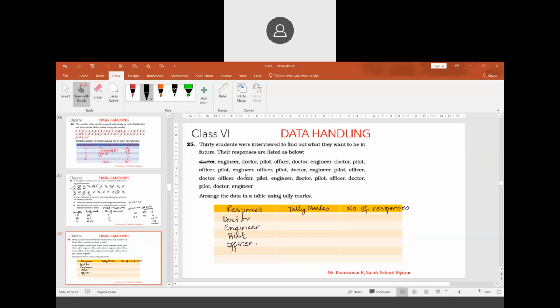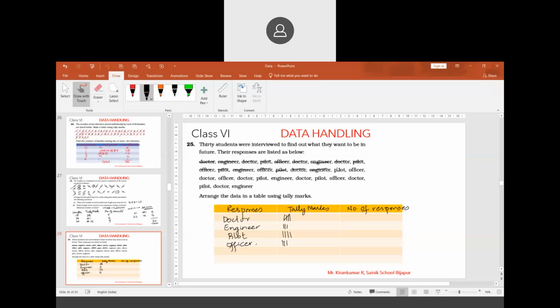Let's see here: doctor one, engineer one, doctor one again, pilot one, officer one. Doctor one again, engineer one, doctor one, pilot one, officer one, pilot one, engineer one, officer one, next is pilot one, doctor one. Now it has to be a five.